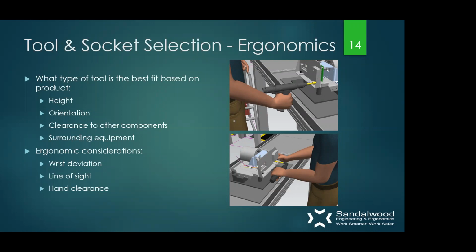We can see an example here on the right where in the top photo, first of all, the operator's knuckles are actually colliding with the conveyor here. And we can see that their wrist is pretty heavily deviated, probably not a very comfortable working posture. So we can very quickly and easily in the software just select a different tool. You can see on the bottom here, a right angle tool improves the clearance, improves the operator's posture.